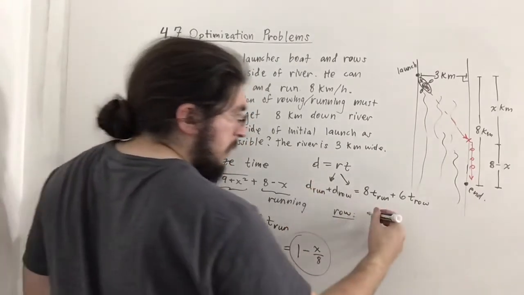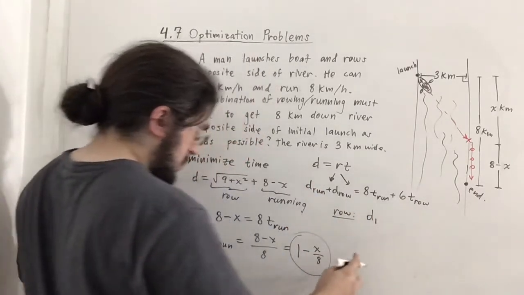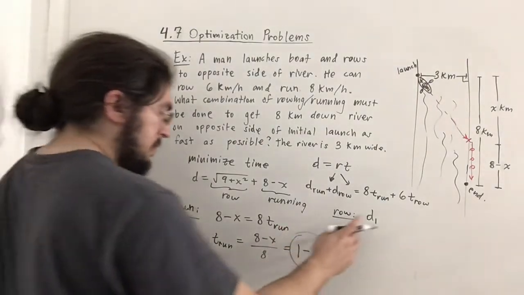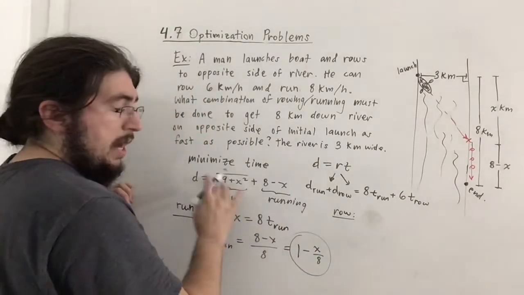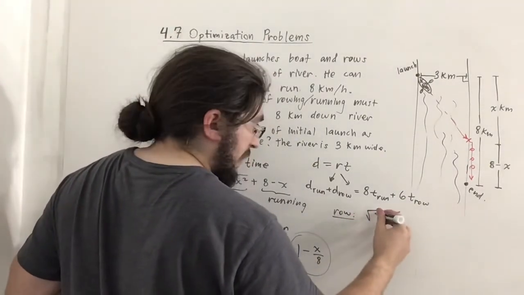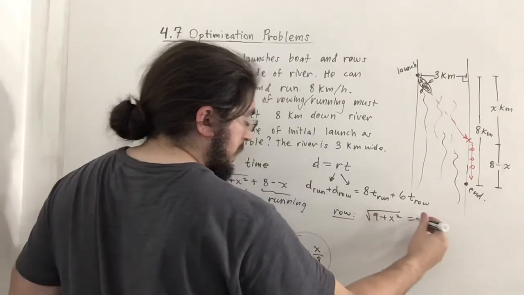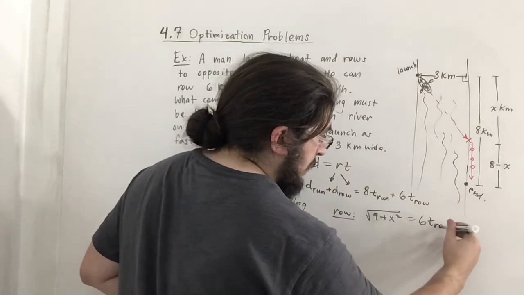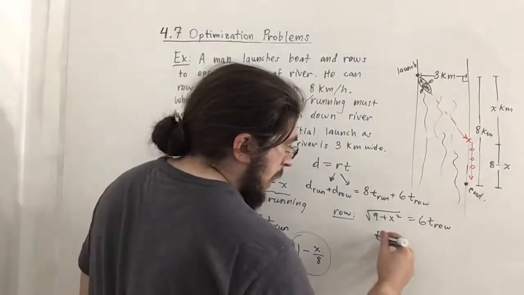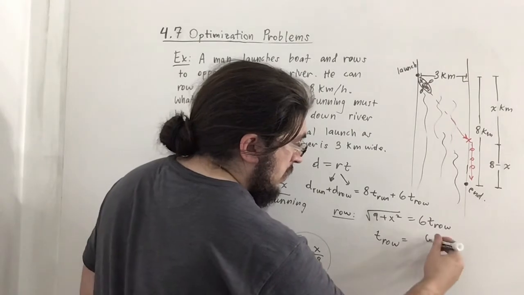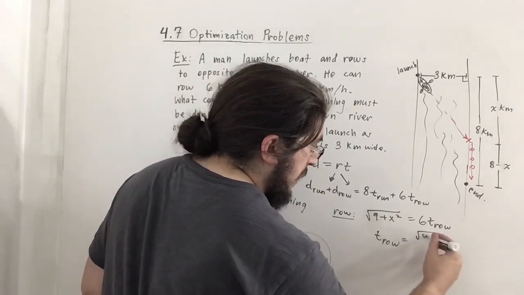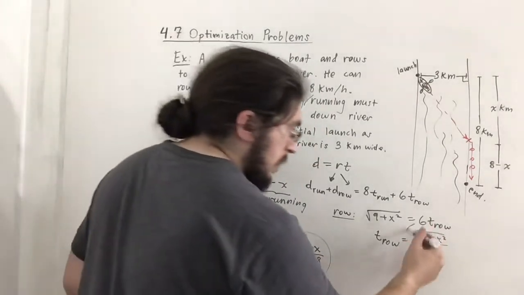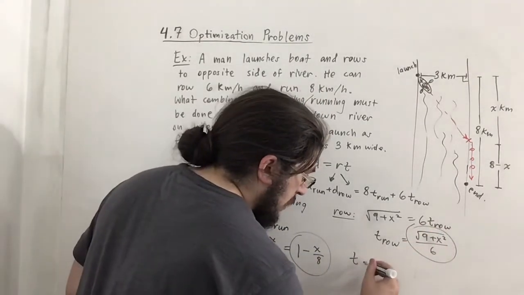so his rowing distance, which is radical 9 plus x squared, I just wanted to make sure I had everything correct here. So sorry for that slight pause. Equals his rowing speed, which is 6, multiplied by the time it takes him to row. So that means the time it takes him to row is just that divided by 6. So the square root of 9 plus x squared all over 6. Perfect. So now we have the total time then, so let's call that t.